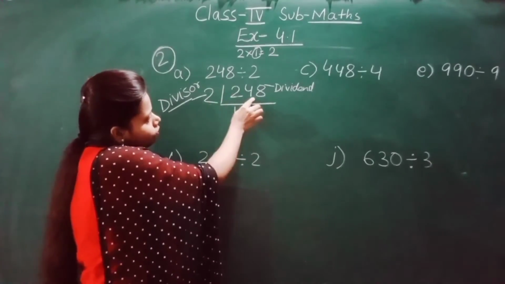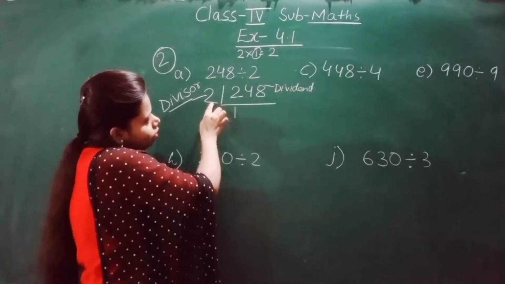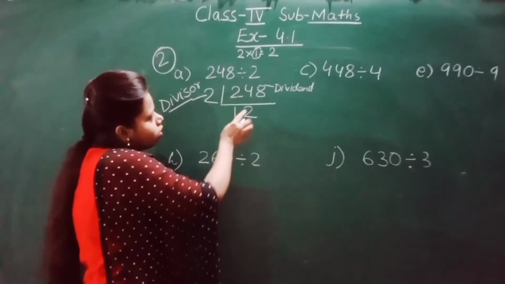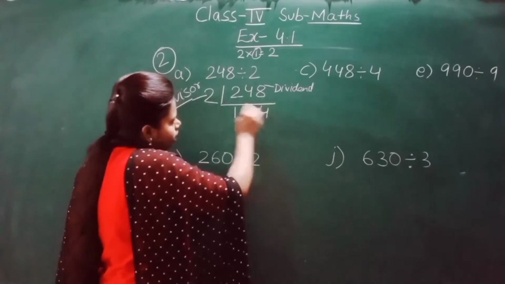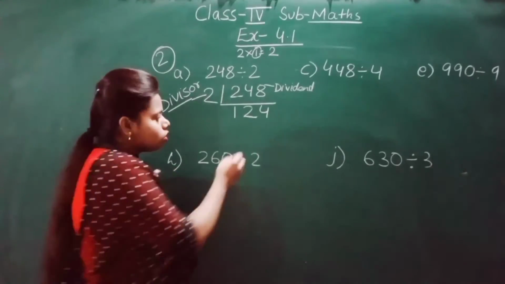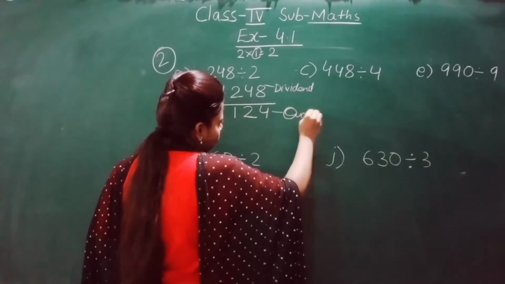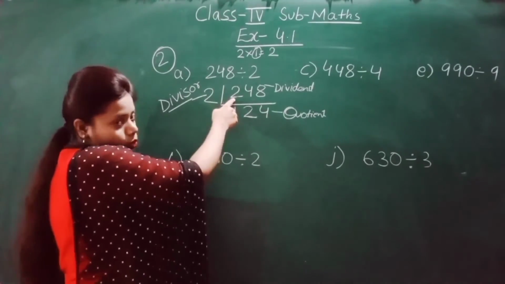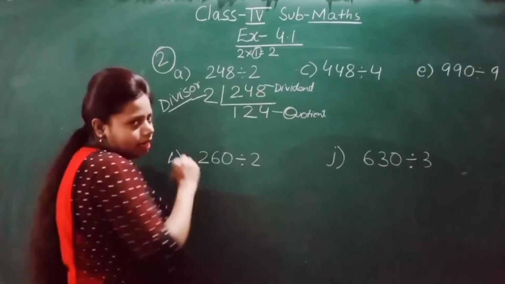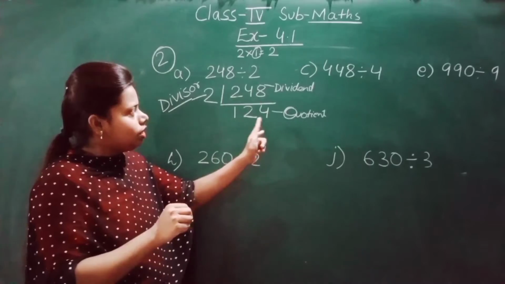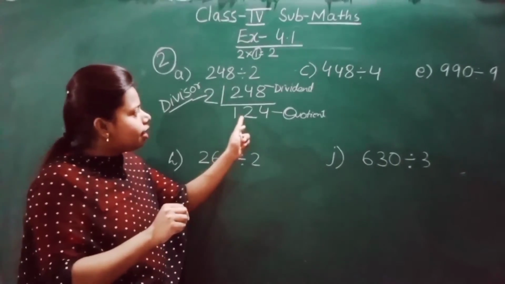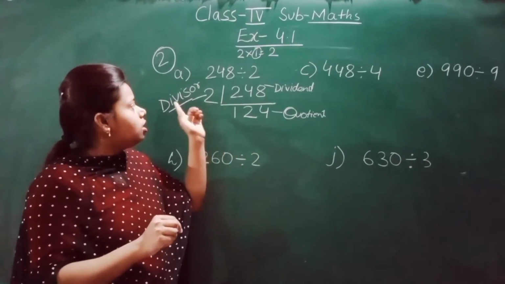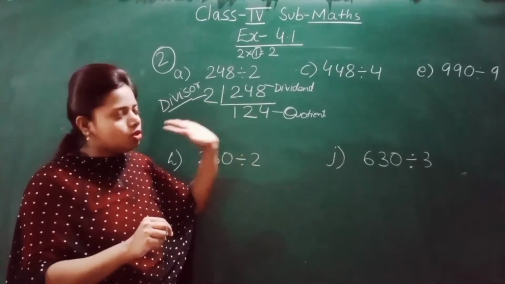Now 2, how much are 4? 2 2 ja 4. Now 2, how much are 8? 2 4 ja 8. So we got the quotient. See here once again: 2 1 ja 2, 2 2 ja 4, 2 4 ja 8. So what is the quotient? 124. And 2 124 ja 248. Okay, so it is so easy. The divisor was given, the dividend was given, we had to find the quotient, and we got the quotient.